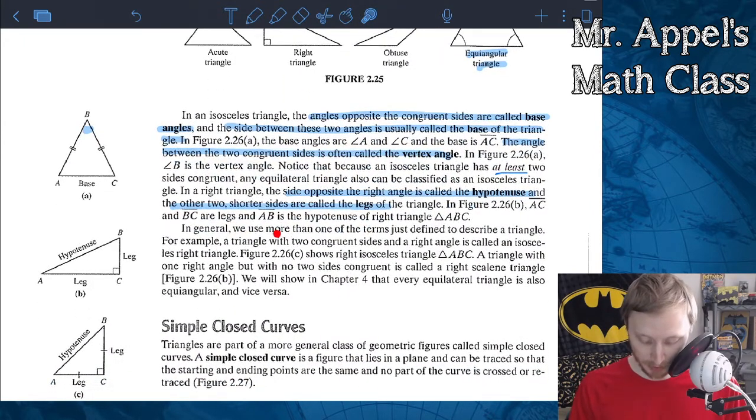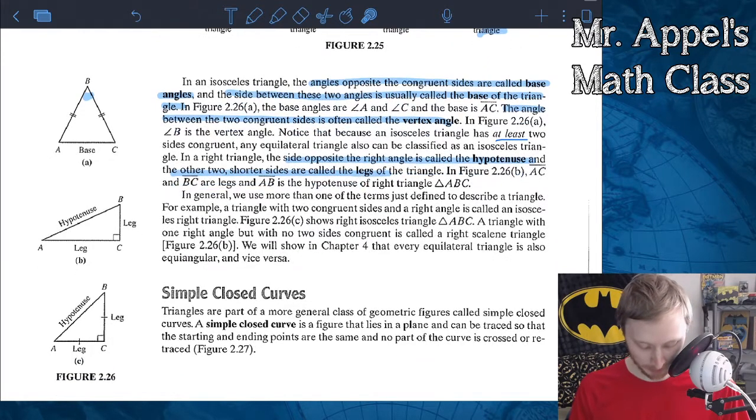In general, we use more than one of the terms just defined to describe a triangle. For example, a triangle with two congruent sides and a right angle is called an isosceles right triangle because it fulfills both requirements. Figure 226C shows a right isosceles triangle, triangle ABC. So here we have the two congruent legs, notice the markings there, and the right angle here.